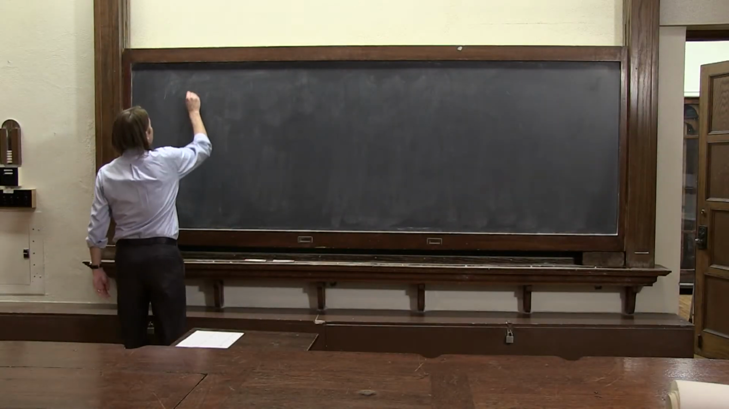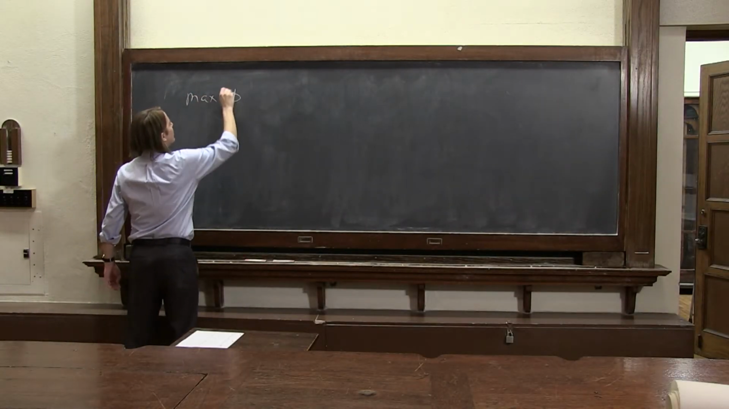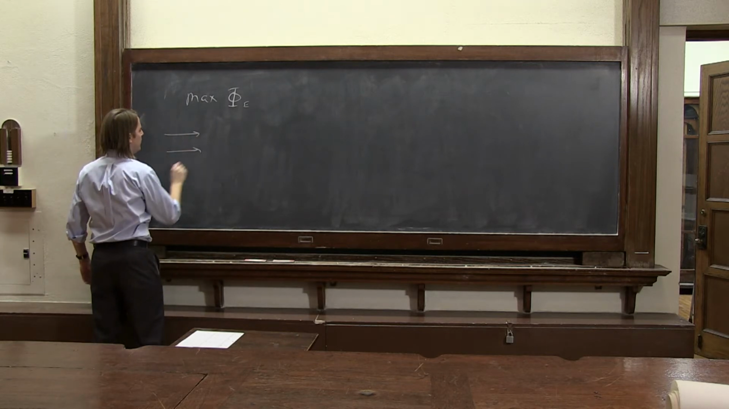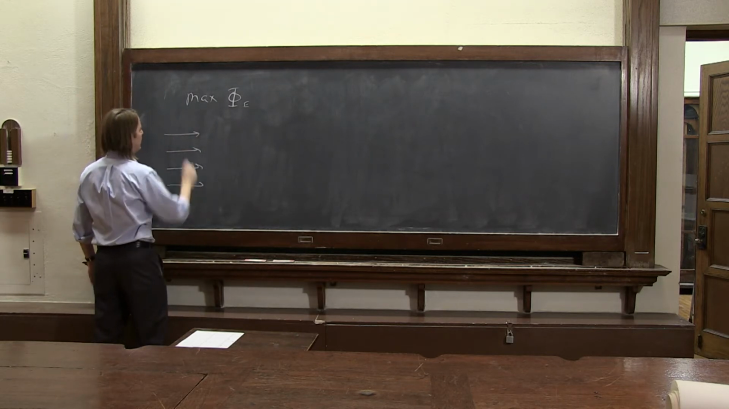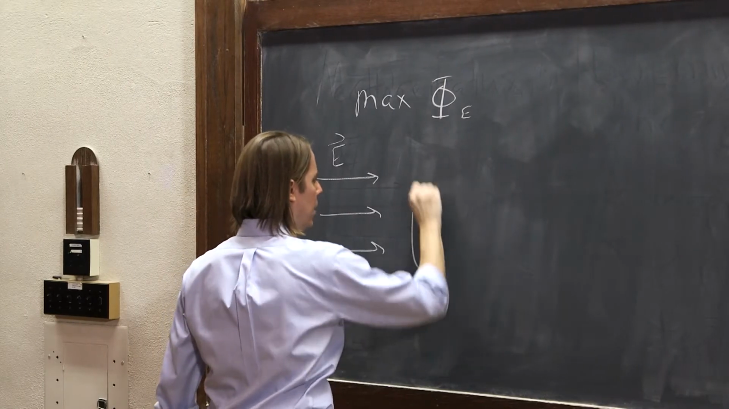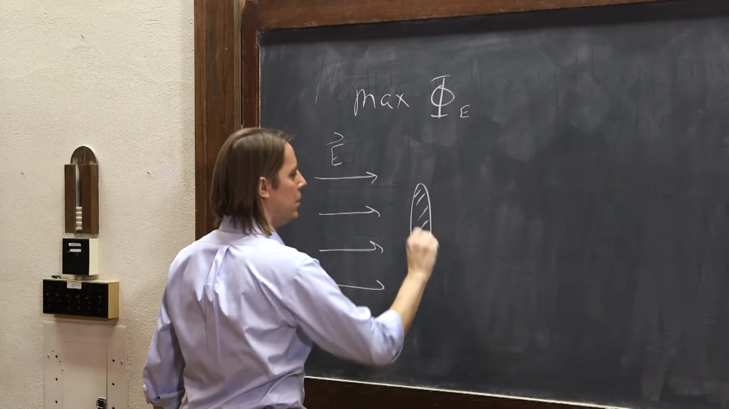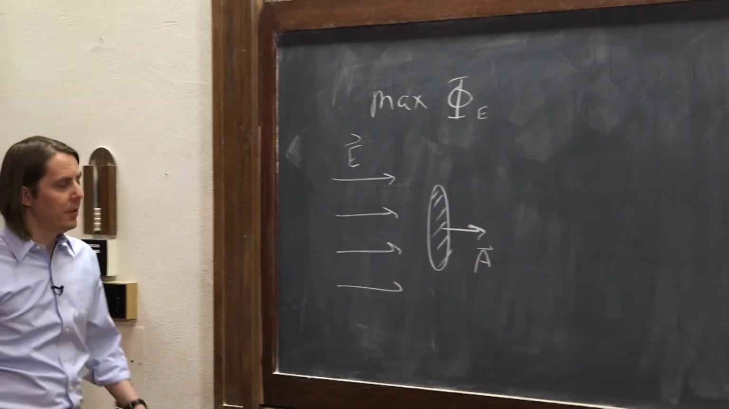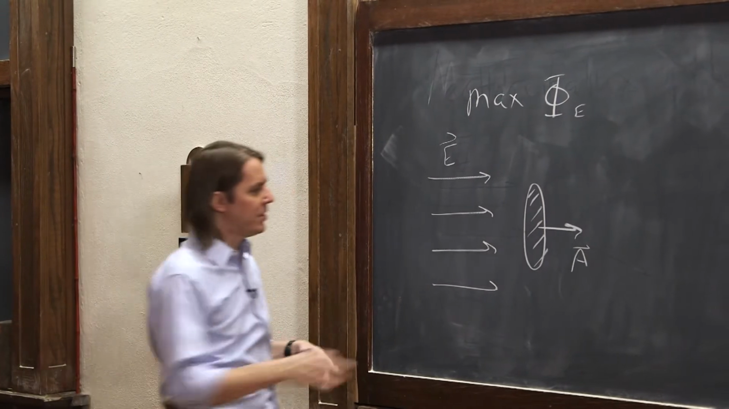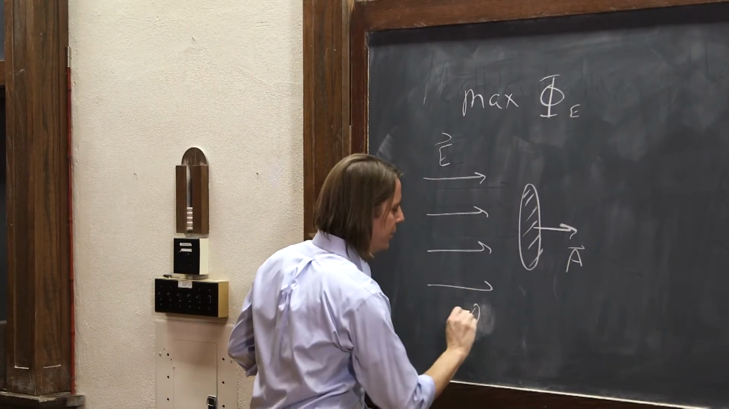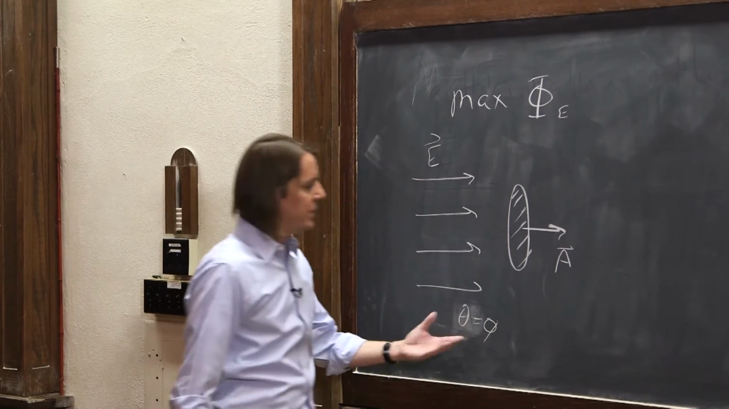The maximum flux would occur when the field is pointing this way, in this case, and the area looks like this, with its area vector that way. Right? That would be the biggest flux you could get because theta equals 0. The cosine of 0 is 1.